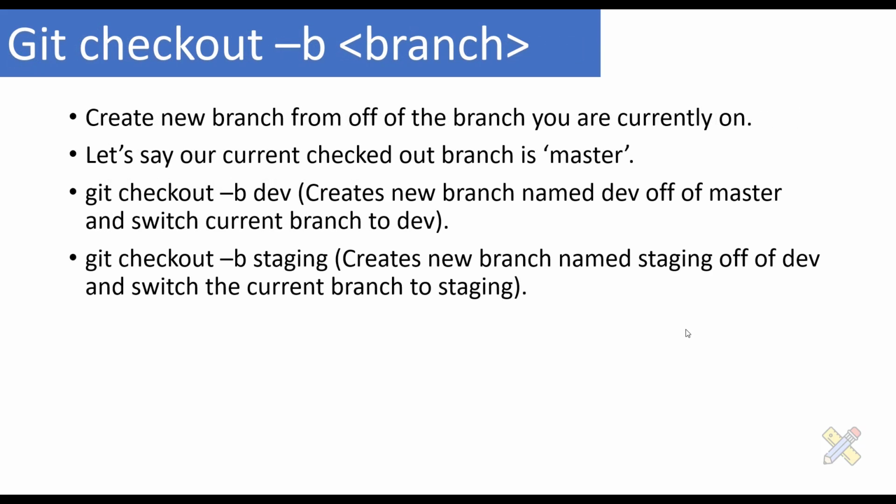So just a recap of how we can create a new branch with the checkout procedure. What it does is it creates a new branch off of the branch you are currently on. If that branch already exists, you don't need to set this flag. Just git checkout and name of the branch or a commit hash.